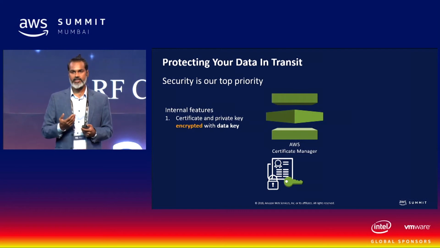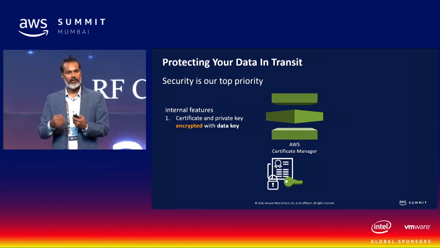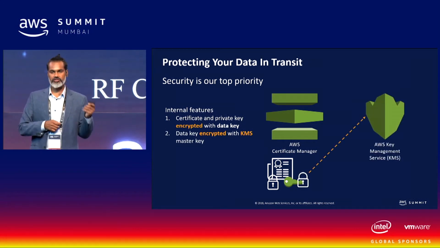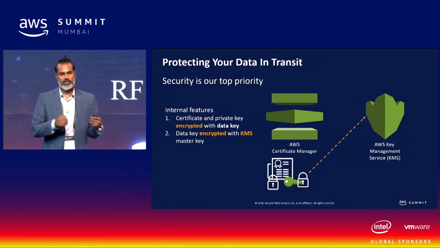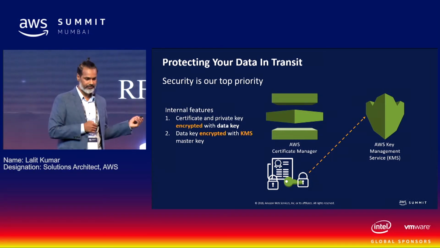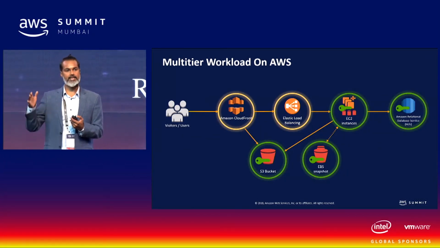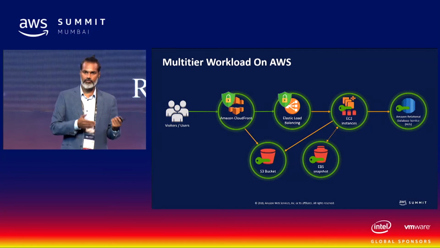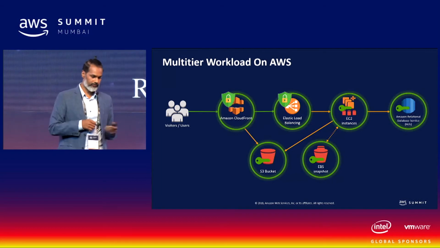The certificate and private key for SSL are encrypted with the data key, and the master key, which encrypts the data key, resides on KMS. That means the same control regulatory requirements of PCI DSS, HIPAA, FedRAMP, and SOC are still applied to ACM. Since we have a multi-tier workload, we have seen how the data is secured at rest. For data in transit, we have ACM, which deploys SSL certificates. So the entire architecture could be secured with encryption.